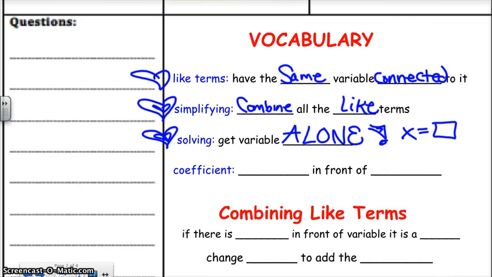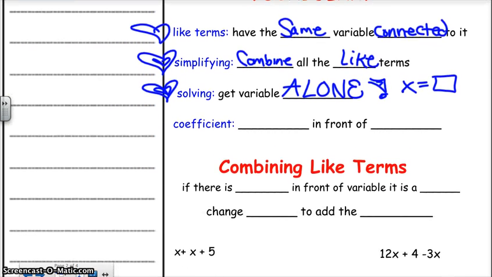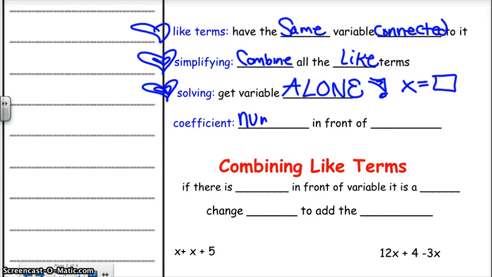Coefficient. Coefficient is the number in front of a variable. It is the number in front of the variable. What I mean by that, if I had 3x plus 2, the number in front of the variable is this 3, so the 3 would be the coefficient.